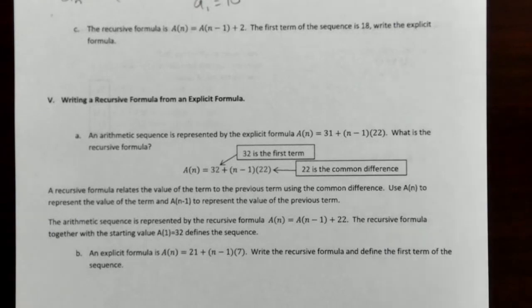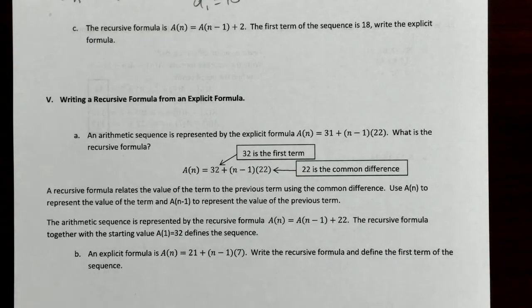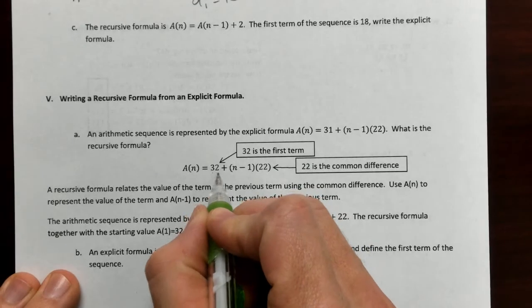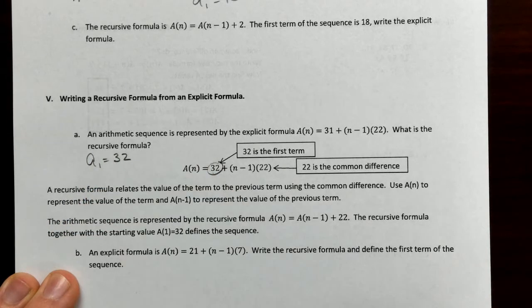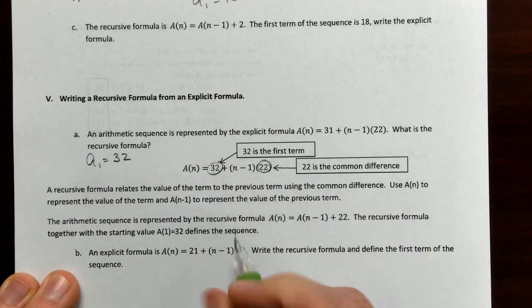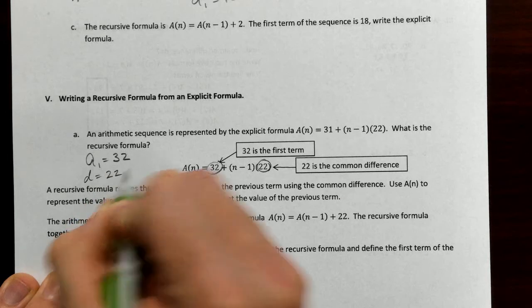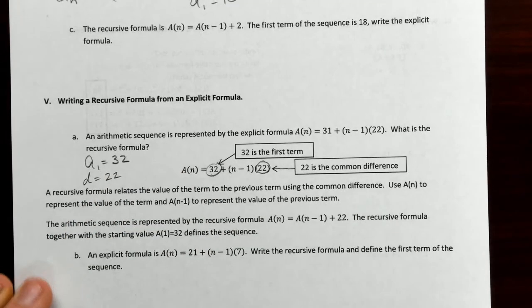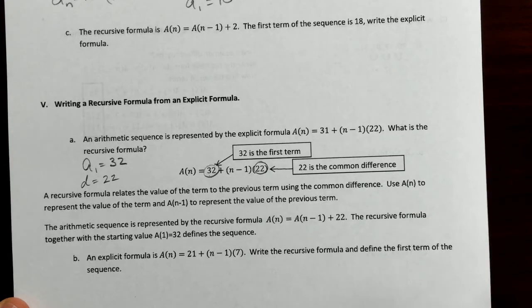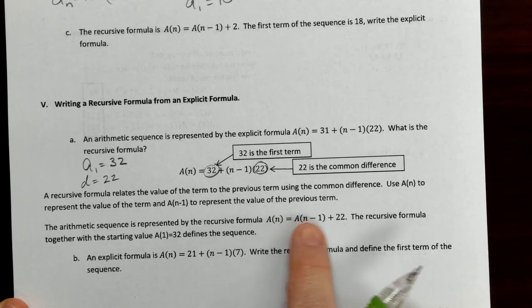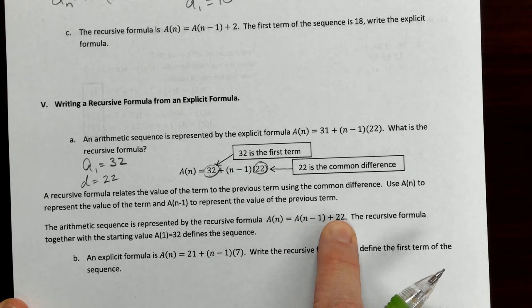All right, last but not least, we're going to go backwards, right? Now I'm going to take the explicit formula and write the recursive formula. So I've got my explicit formula here. I've got 32. That's going to be the first term. So a sub 1 equals 32. I know that d is the 22, the common difference. So now I want to go backwards and write my recursive formula. Right? The recursive formula is a sub n equals a sub n minus 1 plus d. Well, all you've got to do is plug in your d, your common difference.